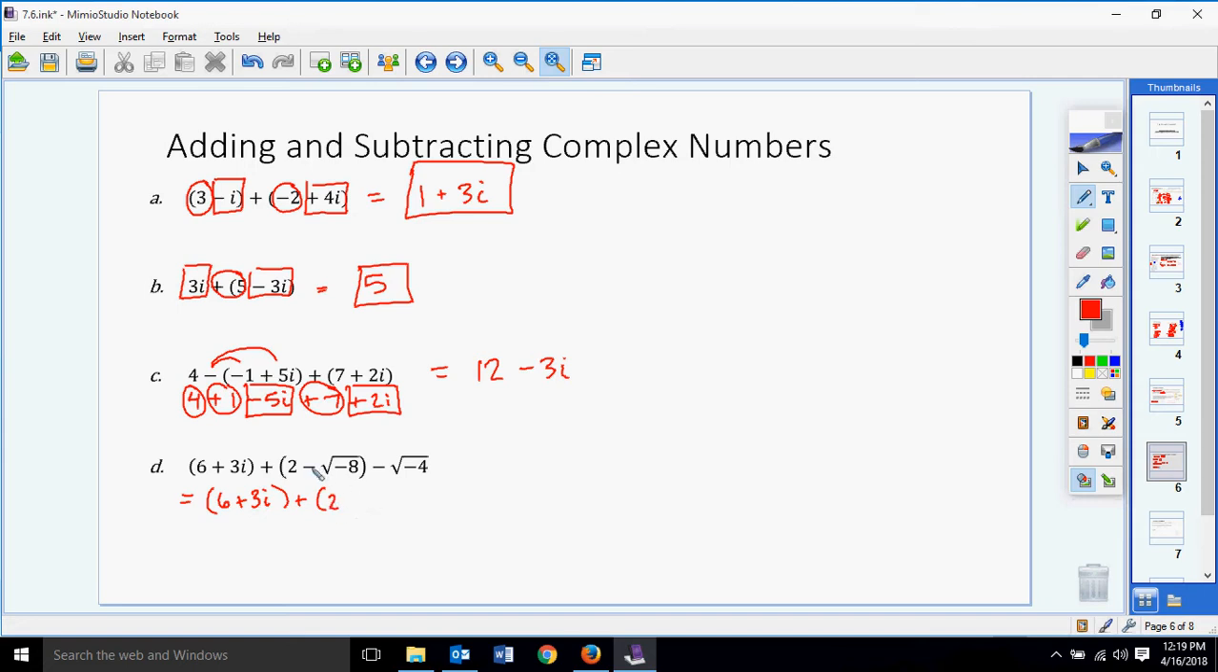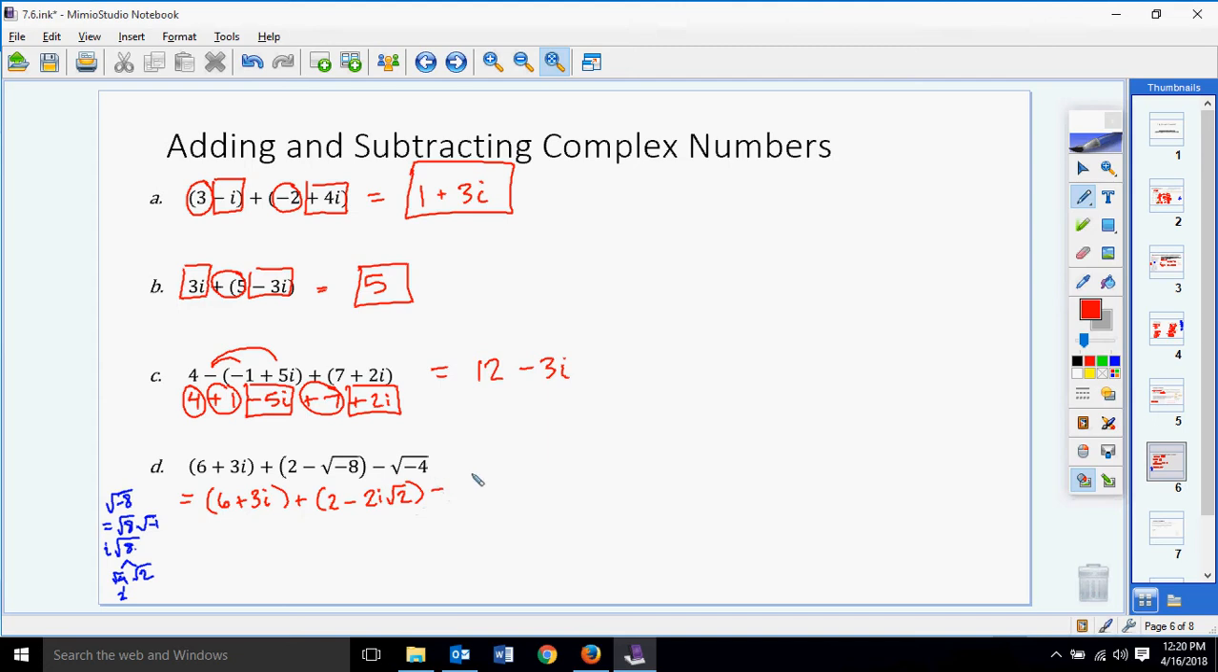So the 2 is fine, but the square root of negative 8, maybe you want to do that off to the side. Square root of negative 8 is the same as the square root of 8 times the square root of negative 1, which would be an i. So I have i times the square root of 8. The square root of 8 can be broken down into the square root of 4 times the square root of 2. The square root of 4 could be broken down into 2. So the square root of 8 is an i and a 2 and a square root of 2. So 2i square roots of 2.